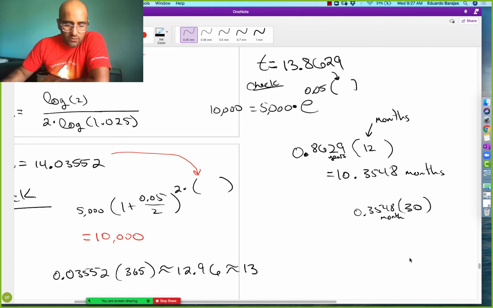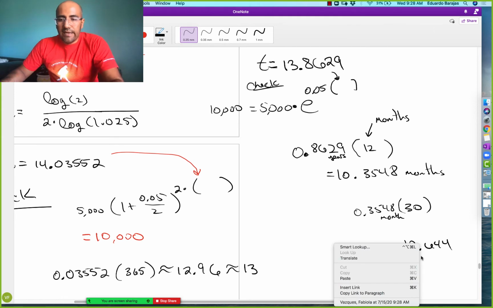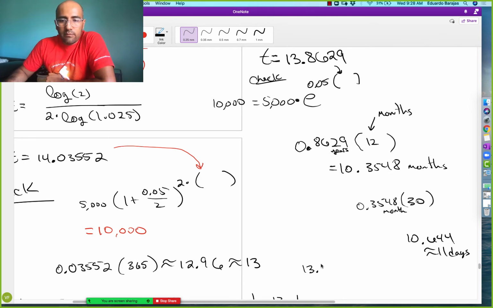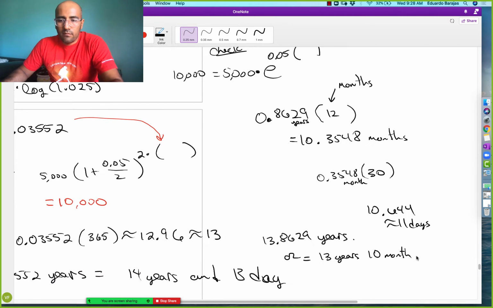This one is 10.644. So now this is days. We can just round this to approximately 11 days. So all of this was to say that your account will double in 13.8629 years, or you could say that it will double in 13 years, 10 months, and 11 days. That sounds a little bit better than 13.8629 years, right? 13 years, 10 months, 11 days.